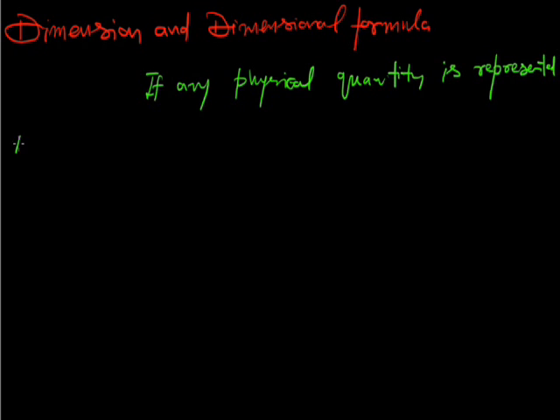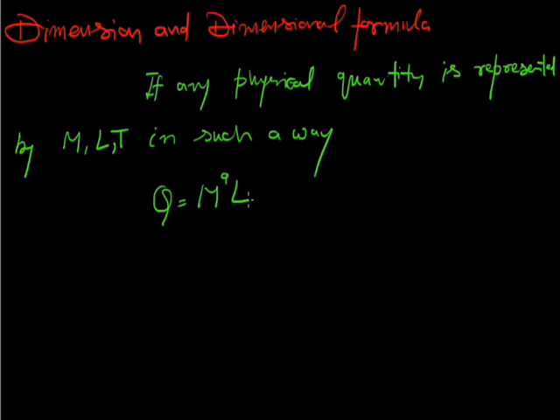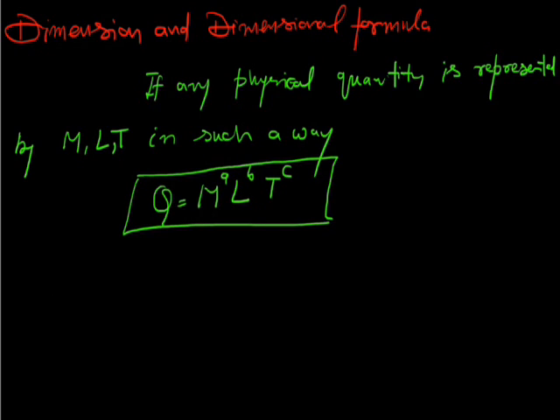If any physical quantity is represented by M, L, T, meaning mass, length and time, in such a way that Q is equal to M raised to the power a, L raised to the power b, T raised to the power c, then this formula is called the dimensional formula.